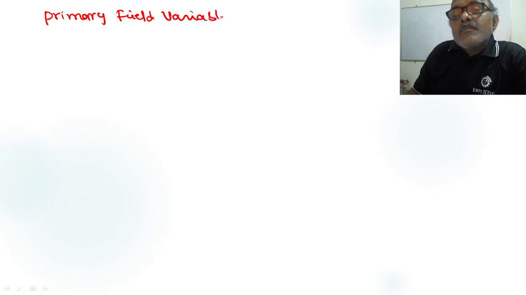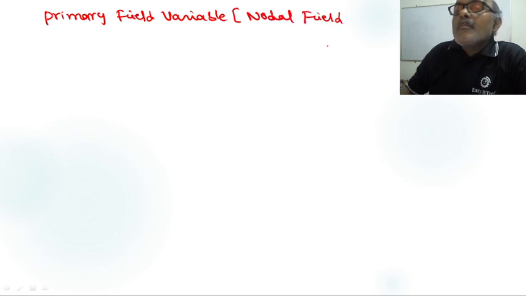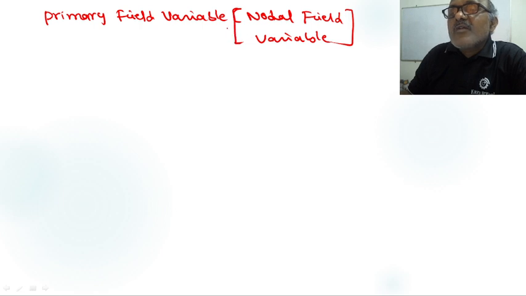Here is, what is meant by primary field variable? Primary field variable, that is, it is also called as nodal field variable. Nodal field variable. It is also called as nodal field variable, my dear students.